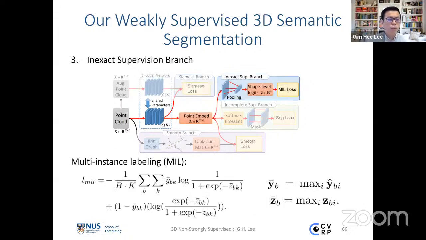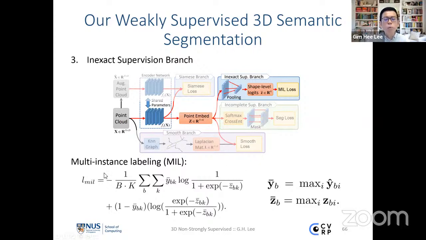The third supervision branch is what we call the inexact supervision branch. The supervision here is inspired by what we call multi-instance labeling, which is a very common technique used in weak supervision for image-based segmentation or object detection tasks. Essentially, instead of having a task to label every single point in our input point cloud to belong to one out of K classes, we train a classifier such that it tells us the point cloud level classification, whether this particular input point cloud contains a table, a ceiling, for example, and this would be the point cloud level supervision.